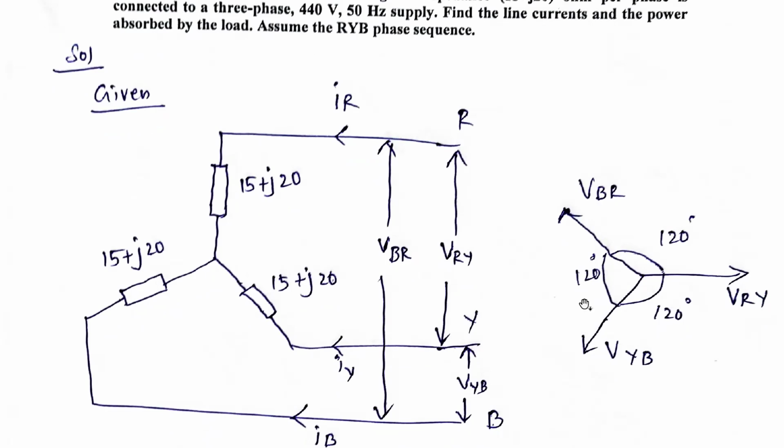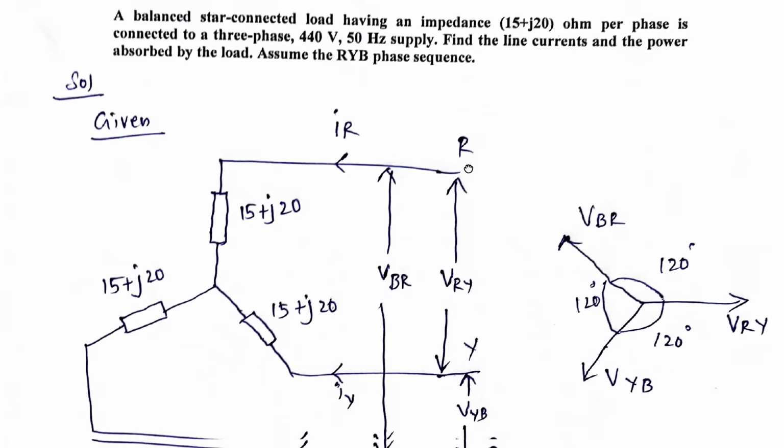So what is the phase sequence? R, Y, and B. We need to assume it in the clockwise direction: clockwise, R, Y, B. So the voltages are VRY, VYB, VBR. Now, what do we need to find out? We need to find out the line currents.